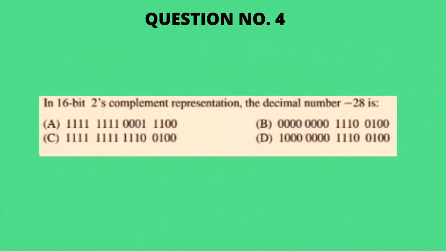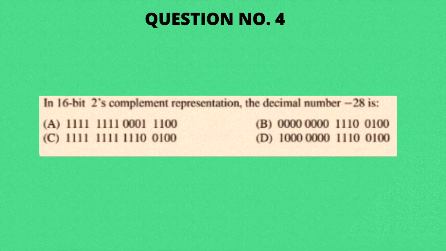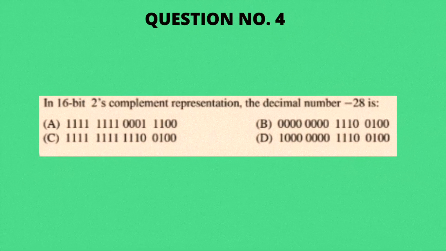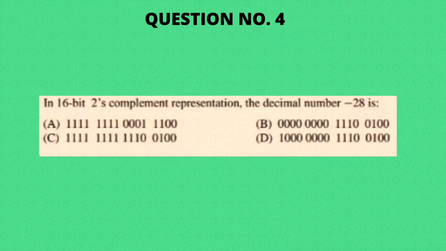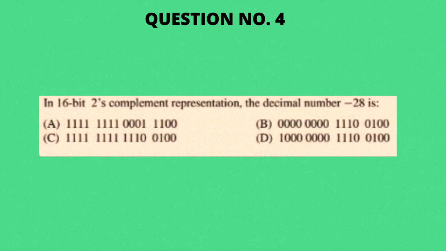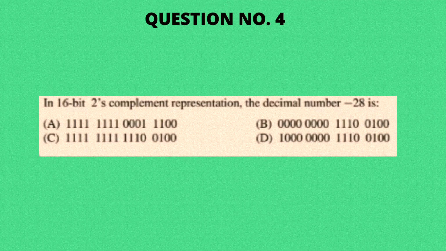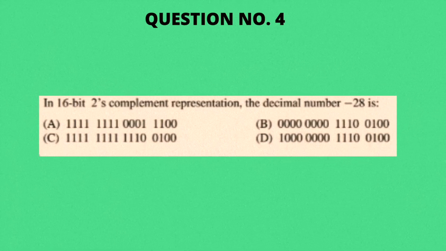So this is one of the easiest questions of GATE 2019. The question says that in 16 bits 2's complement representation, the decimal number minus 28 is. So first we have to convert the 28 into binary form, which is triple 1, 1, 0, 0. Then we have to convert it into 16 bits. So the 16 bits will be 4 times 0, 4 times 0, triple 0, 1, double 1, 0.